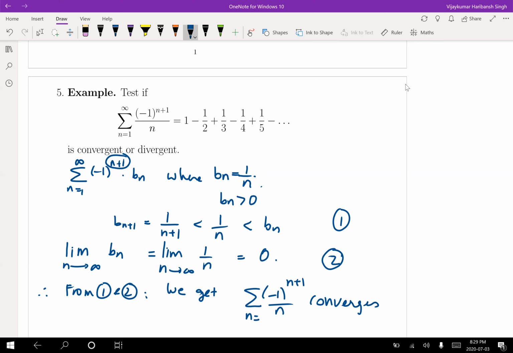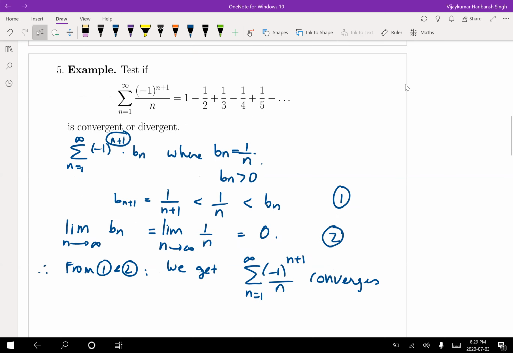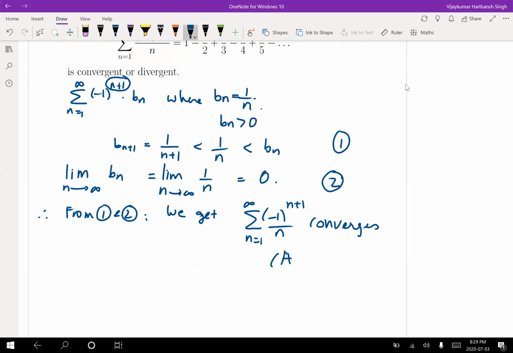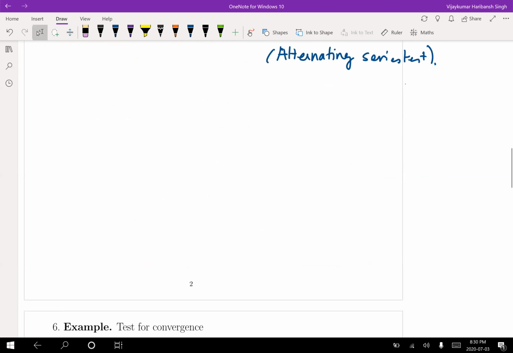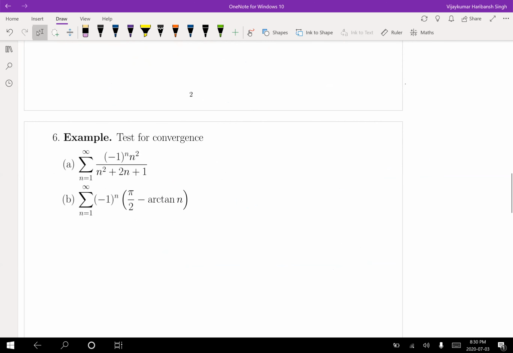And the justification is what? Alternating series. Yeah, so this is the justification for it. Right? So it converges. All right, so let's look at the next problem.